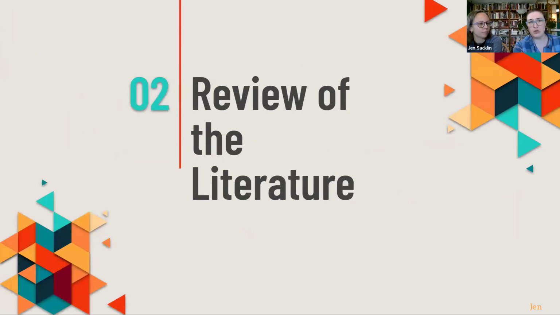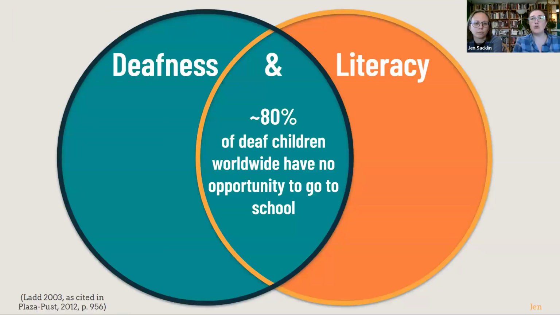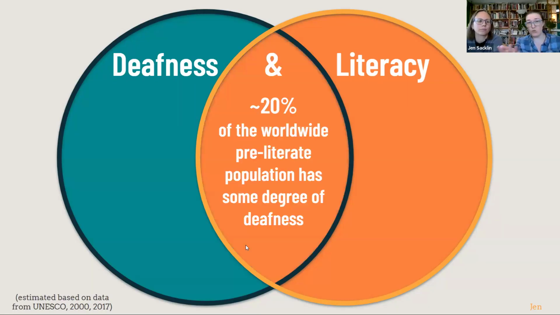So, a really brief review of literature. There is an overlap between deafness and literacy, and this is what we are particularly interested in. About 80% of deaf children worldwide have no opportunity to go to school. And as we know, literacy and schooling are interlaced concepts. And from a literacy perspective, which is where we're all coming from, about 20% of the worldwide pre-literate population has some degree of deafness. So as we're working with LESLLA learners, if we haven't yet encountered a deaf LESLLA learner, it's not that they don't exist, it's that they haven't found our program yet.